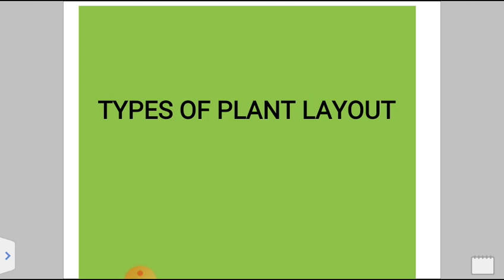In the last lecture, we discussed plant layout. In that lecture, we discussed what is meant by plant layout, essentials of good plant layout, bad plant layout, and need of plant layout. In today's lecture, we are going to learn the different types of plant layout.